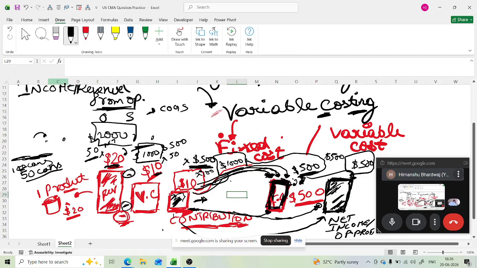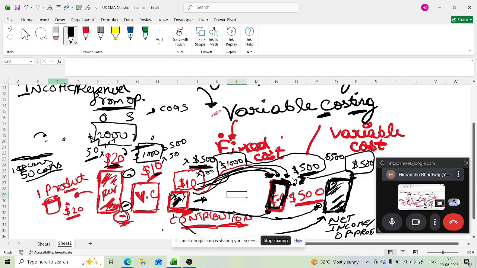This is the whole concept of variable costing, wherein whatever revenue I am generating, first I have to reduce my variable cost, because it is a cost which I have to incur to produce my products. And the leftover money, variable costing calls it contribution. Now contribution has to do two things. First, it has to fill the fixed cost bucket.